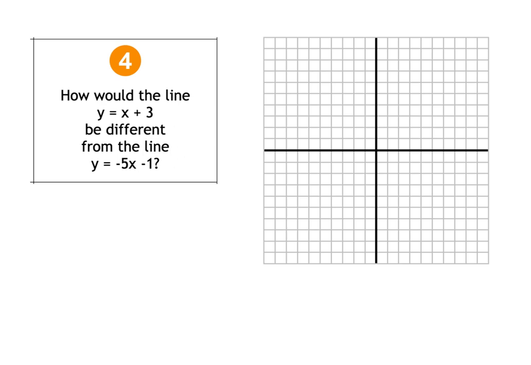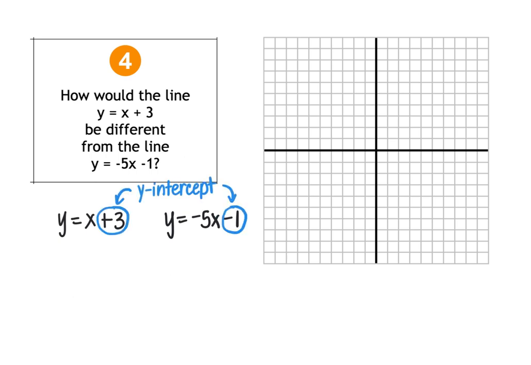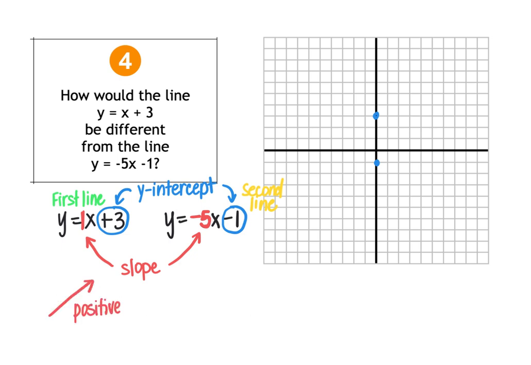Question number 4 asks us, how would the line y equals x plus 3 be different from the line y equals negative 5x minus 1? Looking at the y-intercepts, we can see that the first line is going to have a y-intercept on the positive part of the y-axis, where the second line is going to have a y-intercept in the negative part of the y-axis. We can tell from the slopes that the first line is going to have a positive slope, so it's going to be going up, but it's not going to be a very steep line. It's going to go up 1 and over 1, up 1 and over 1.